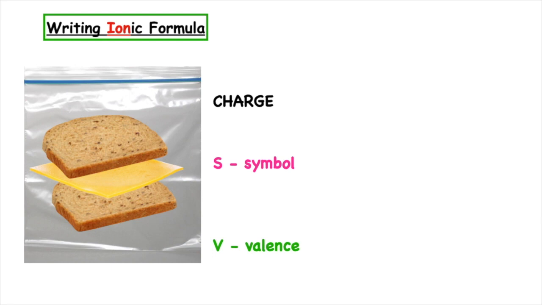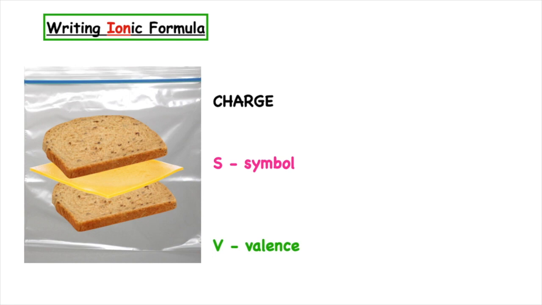You wouldn't just make a sandwich to take to school and put it directly in your bag because the filling would fall out. The same thing happens when we're writing ionic formula. We don't want the charge to essentially fall out. Well, that's a little story that I use to help remember.